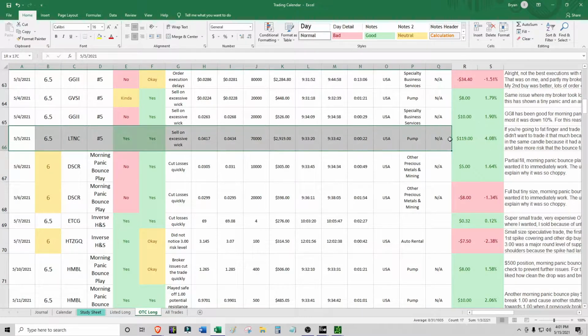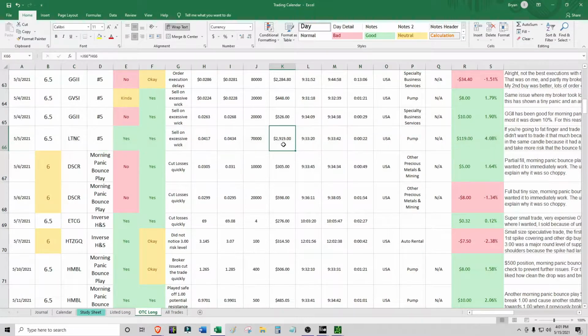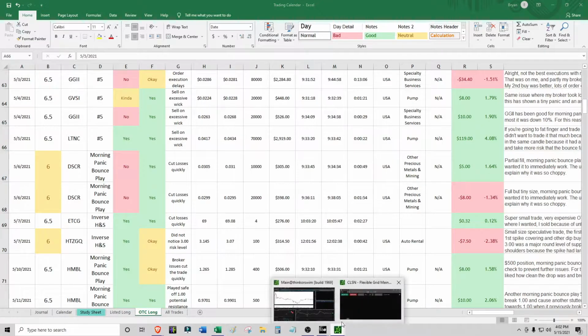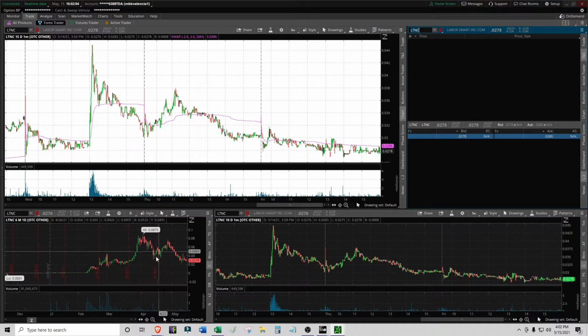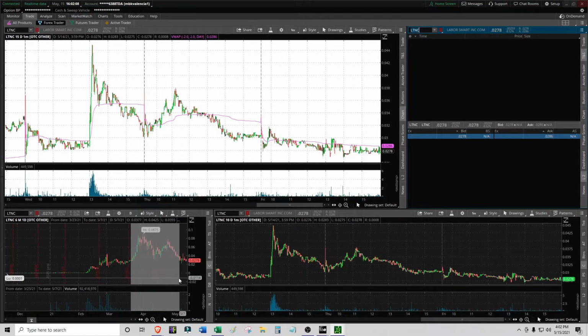Now let's go into one of the outliers. Traded a mega large position here, $2,900. It was a good setup at least. LTNC did do a bounce, and I could have actually made a lot more, but let's go over it. May 5th, LTNC. And now let's look at May 5th. I guess we'll do it from here.